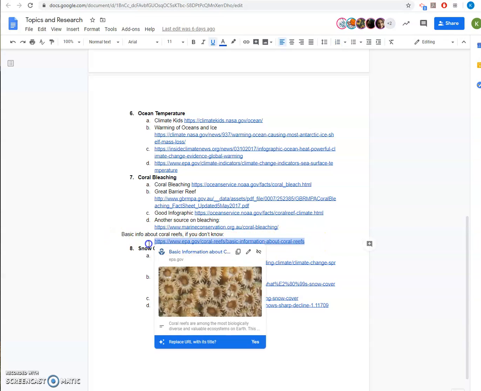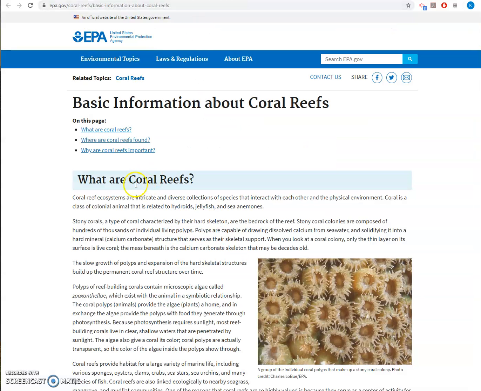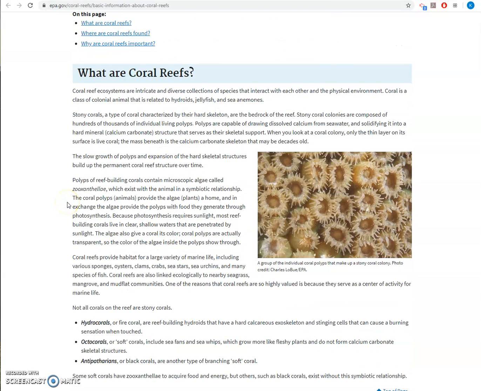We're going to actually start with this bottom one here about basic info on coral reefs, in case you don't know. This site is just a basic intro to what a coral reef even is. They're actually ecosystems, and corals are little animals that live inside of what essentially looks like a rock skeleton, and they just pile up on this big reef.